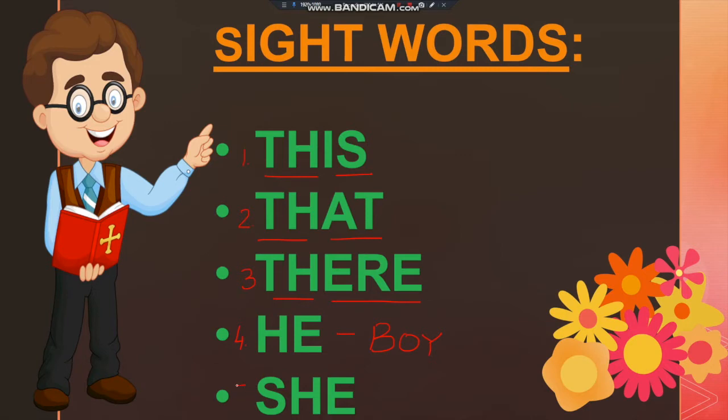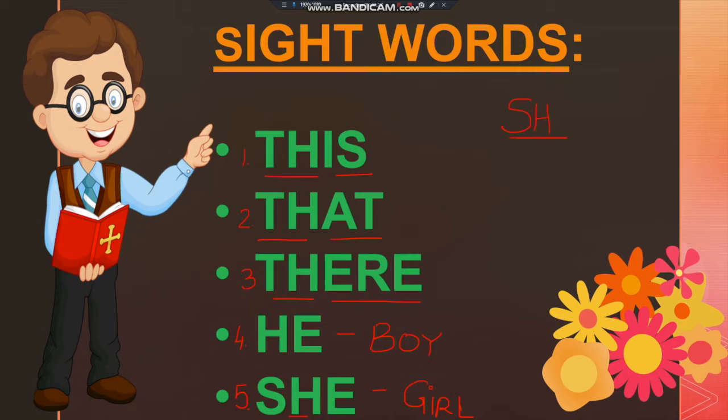And the next one, just write an S before he. S-H-E. Sh. S-H always join together to make the sound of sh. She. She is used for a girl. So these are the 5 sight words we will be working on in this video: this, that, there, he, and she.